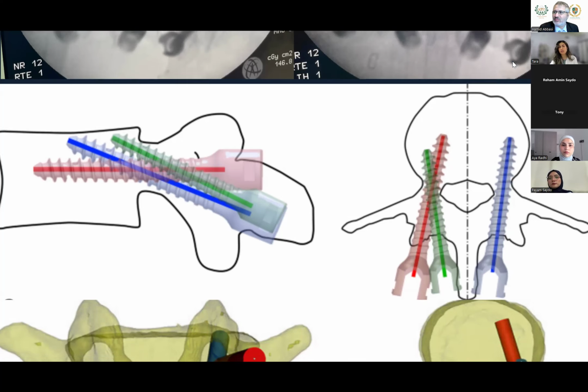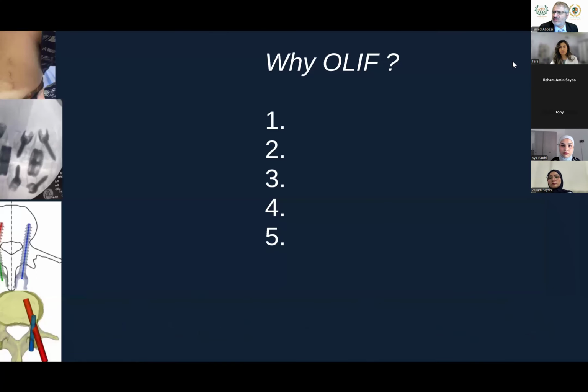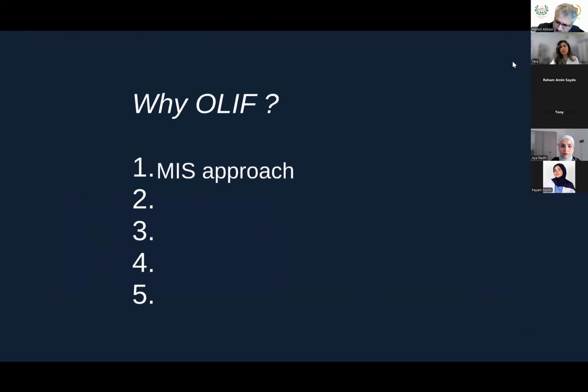So trajectory screws would be a good substitute for percutaneous screws. Back to the question, why OLIF? Because it's a very good MIS approach due to the reasons I just mentioned.